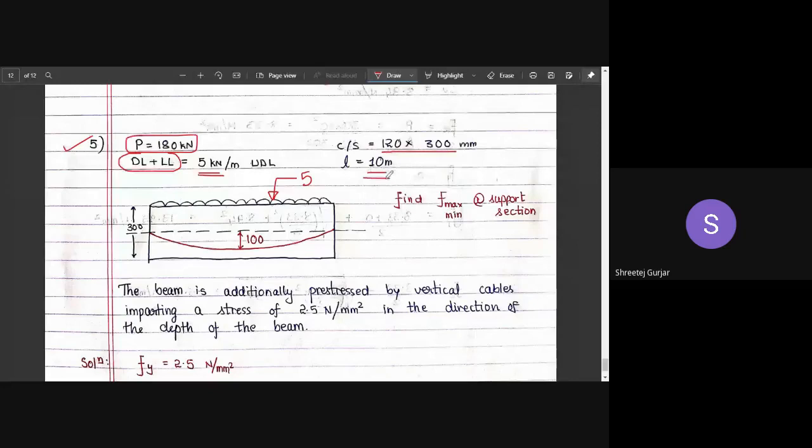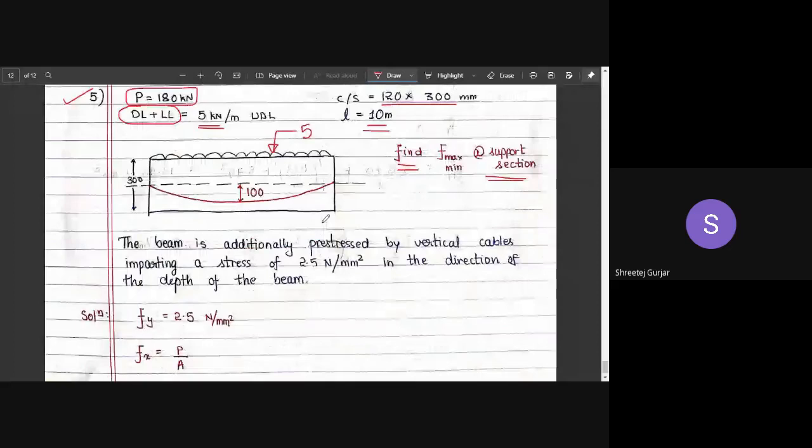What we have to find? We have to find the maximum and minimum principal stresses at the support section. Now, this is an extra statement which they have mentioned: the beam is additionally pre-stressed by vertical cables, imparting a stress of 2.5 Newton per mm squared in the direction of the depth of the beam. So they are doing vertical pre-stressing. If this is your beam cross section, this is how they are pre-stressing. So they are applying vertical pre-stress also.